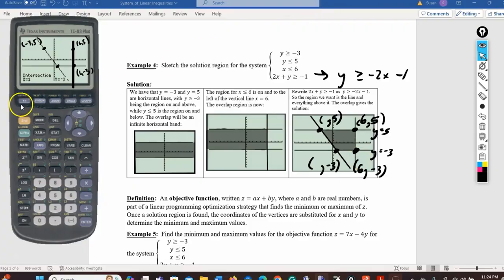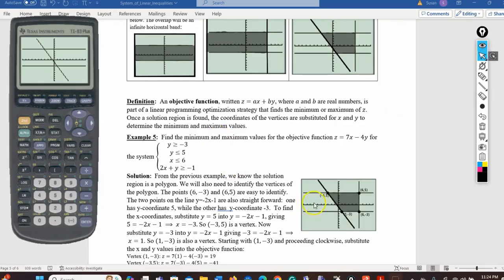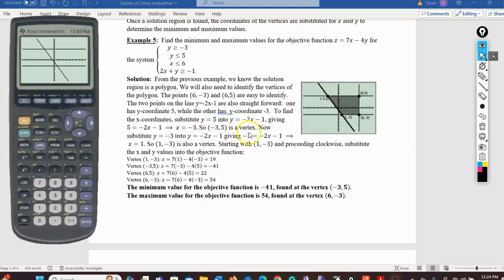And so now if I go back and turn all the lines on, (1, -3). And so I have all my corner points of the region. Now in the notes here, I found the corner points without using a calculator by substituting in. So either way you want to do it.